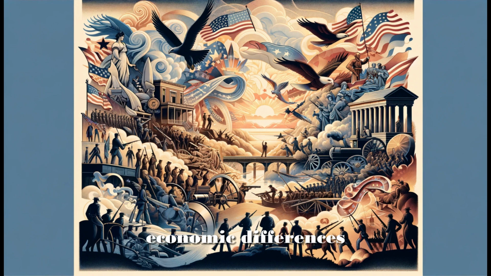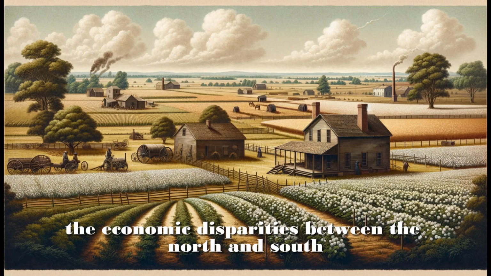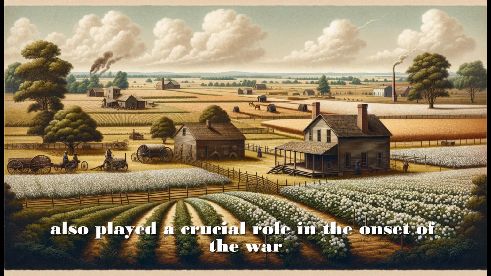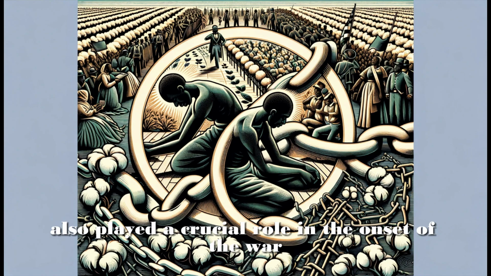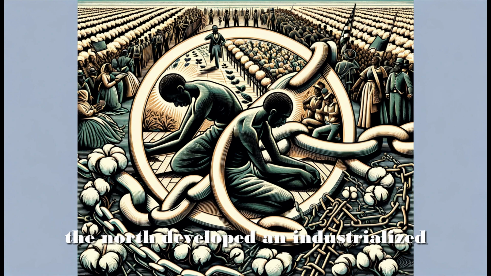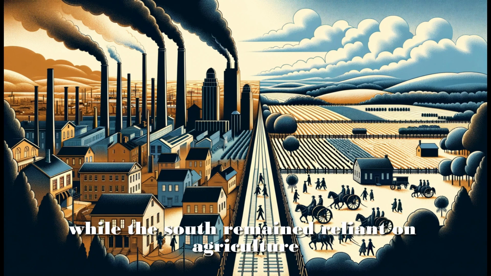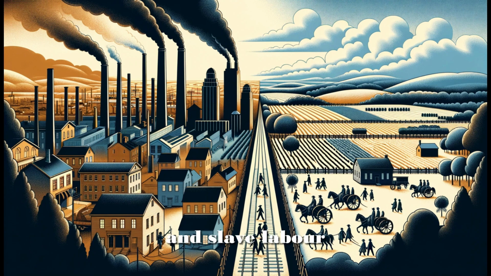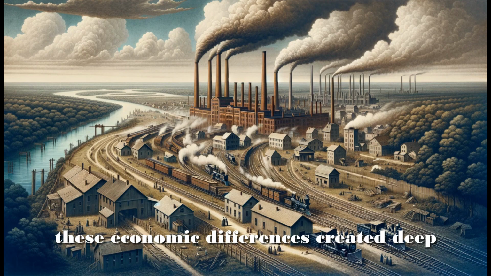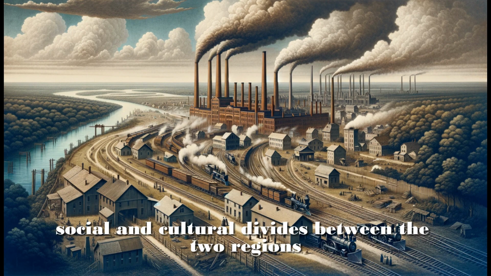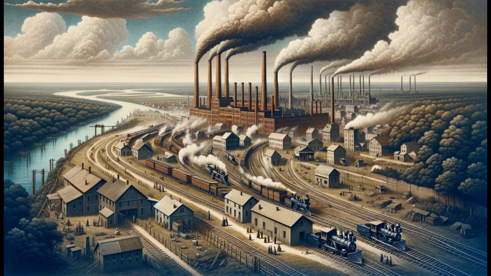Economic differences. The economic disparities between the North and South also played a crucial role in the onset of the war. The North developed an industrialized and trade-based economy, while the South remained reliant on agriculture and slave labor. These economic differences created deep social and cultural divides between the two regions.